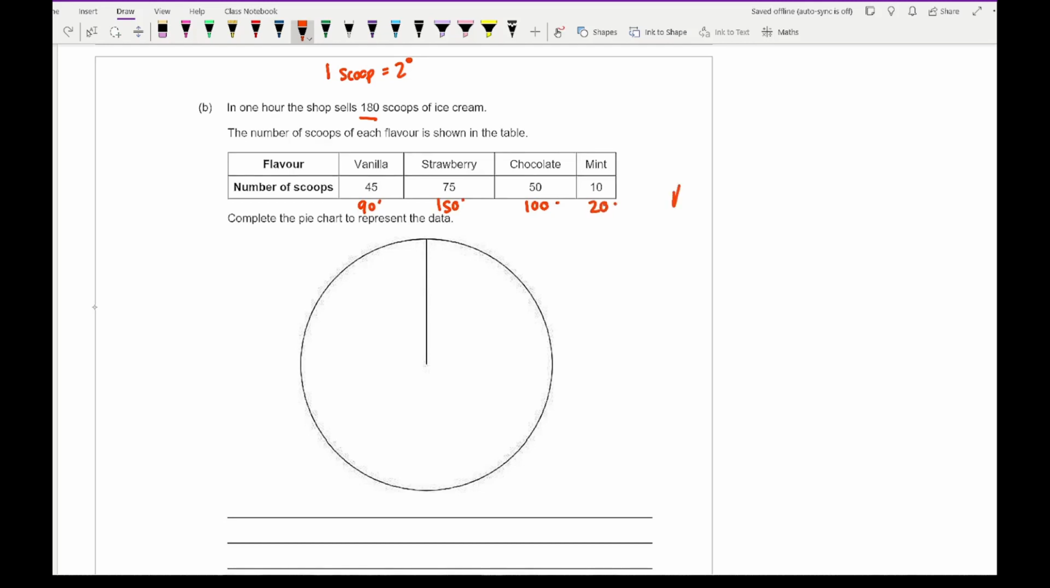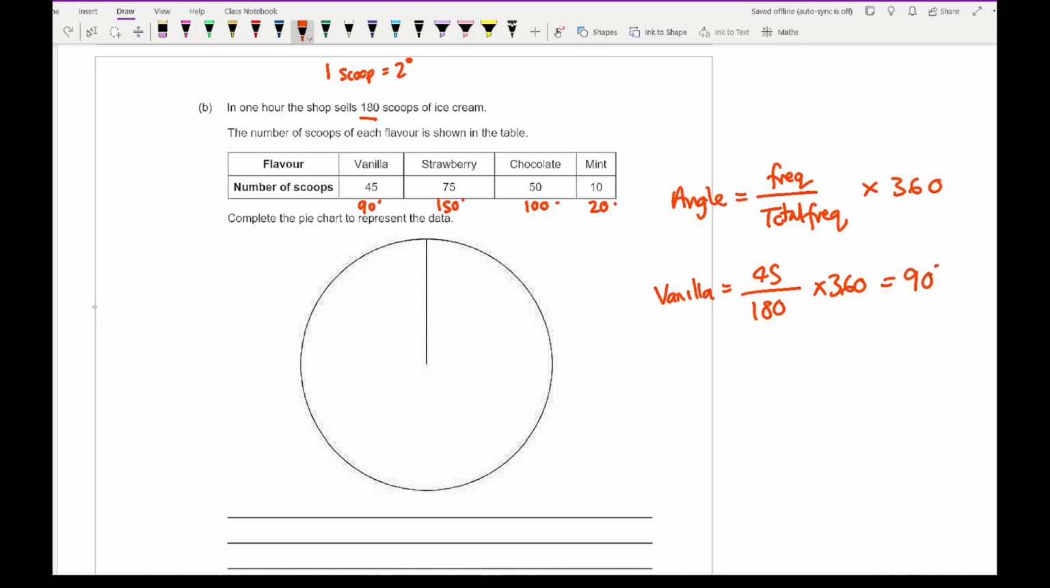Now the general formula to work out the angle in a pie chart is the frequency divided by the total frequency, and then we multiply that answer by 360 because we're looking at angles in a circle. So just as an example, if I wanted to work out vanilla, I'd do 45 divided by 180 multiplied by 360, and on the calculator it would give me an answer of 90.